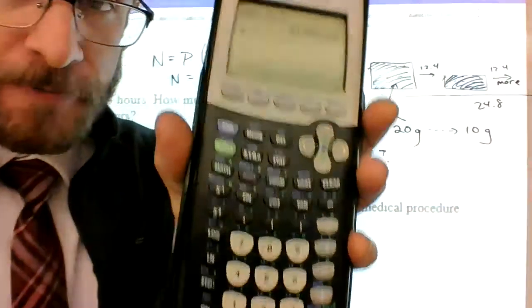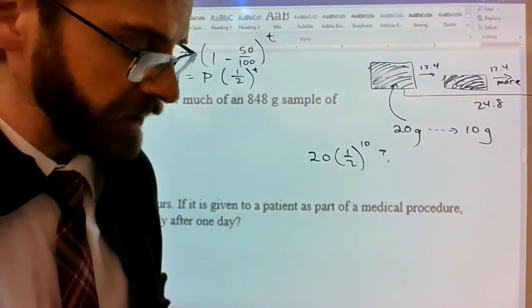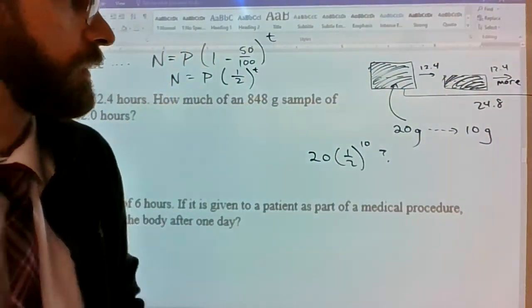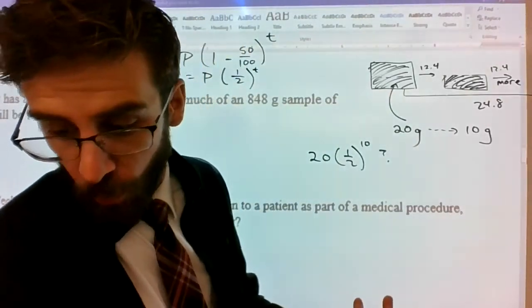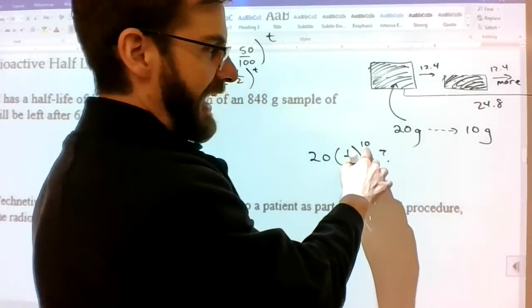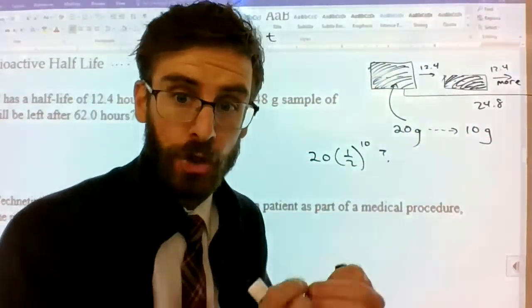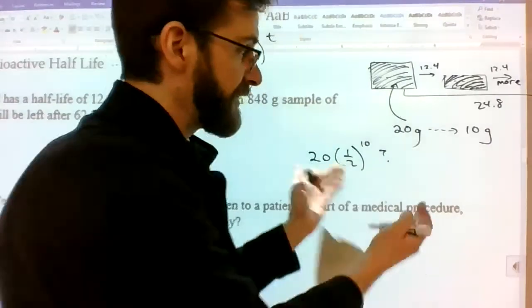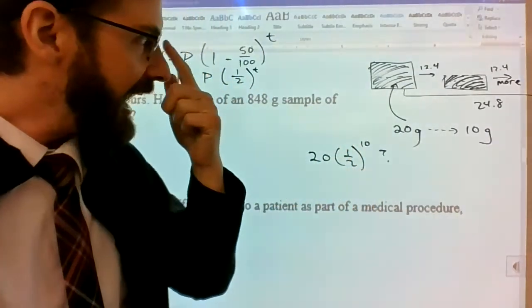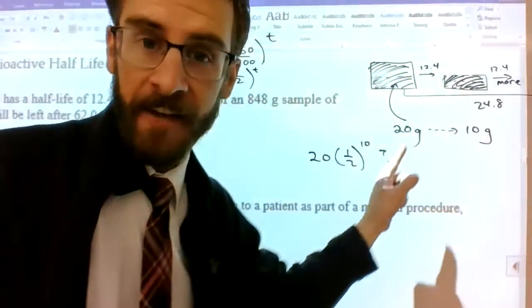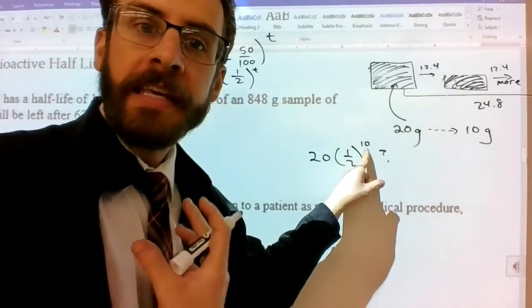I would get this much. The actual answer is way more than 0.0195. Look, after 10 hours, we have not even cut the substance in half. It's after 12.4 hours that the substance goes from 20 down to 10. So what we need to do is say, how many times does this half-life cycle through the t-value that they give us?